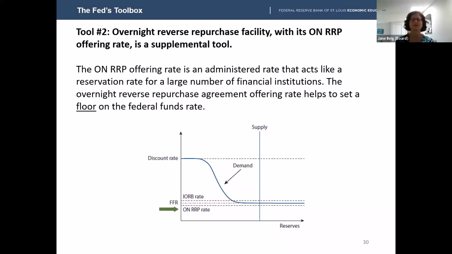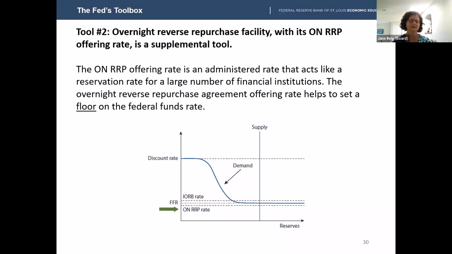So banks earn interest on reserve balances. Banks are the ones that have reserve balance accounts at the Fed. But the financial market has expanded over the years, and there are many other large financial players in the market. So this overnight RRP facility is reaching out to a large number of other institutions that are major players in the financial market.